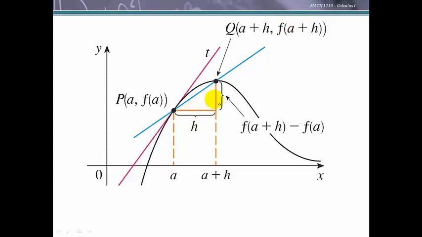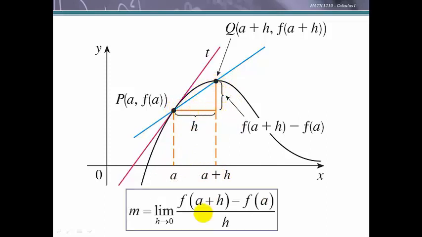So if we're looking at the slope of this secant line, we can see that our change in y is f of a plus h minus f of a, and our change in x is a plus h minus a, which is going to be h. And so we could write the slope of this line as the change in y over the change in x. This is just y2 minus y1 over x2 minus x1, and this is what we would get for the slope of the secant line.